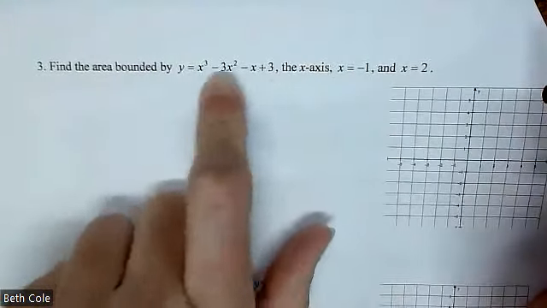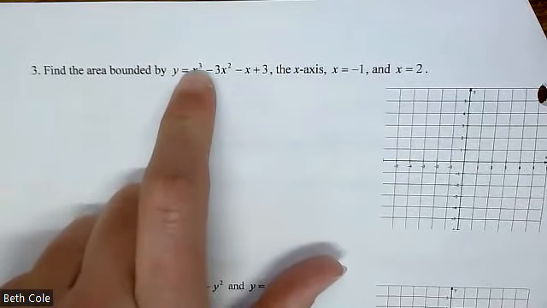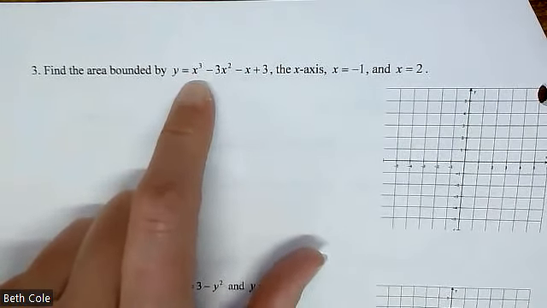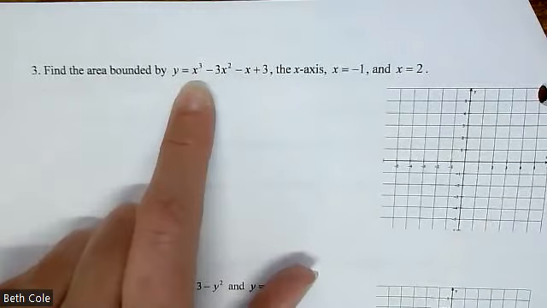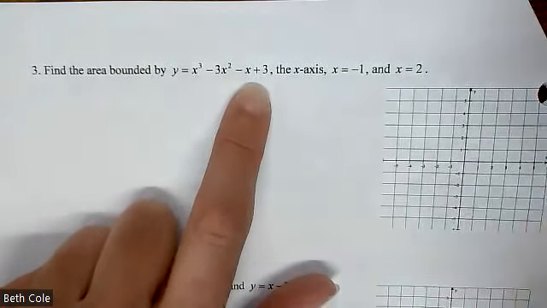So find the area bounded by this thing. You're going to have to just plug in enough numbers until you get something that looks like a cube. Do you know what I'm saying? Like a wiggle? Yes. Okay. I would start with 0. If you plug in 0 to this, what are you going to get? 3. Okay, good. That was an easy one.